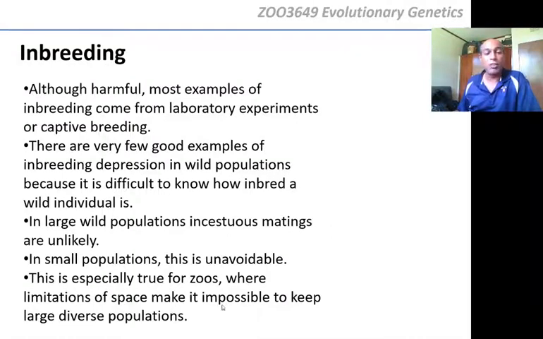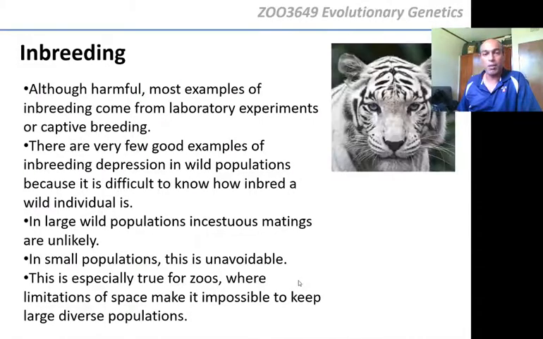Okay, so in zoos, for example, when there's limited space, some crazy things happen. Okay, look at this. This is a tiger, for those of you who don't know. If you don't know that this is a tiger, you should feel embarrassed to be sitting in third year zoology. You should feel embarrassed. Okay, it's not just any tiger though.